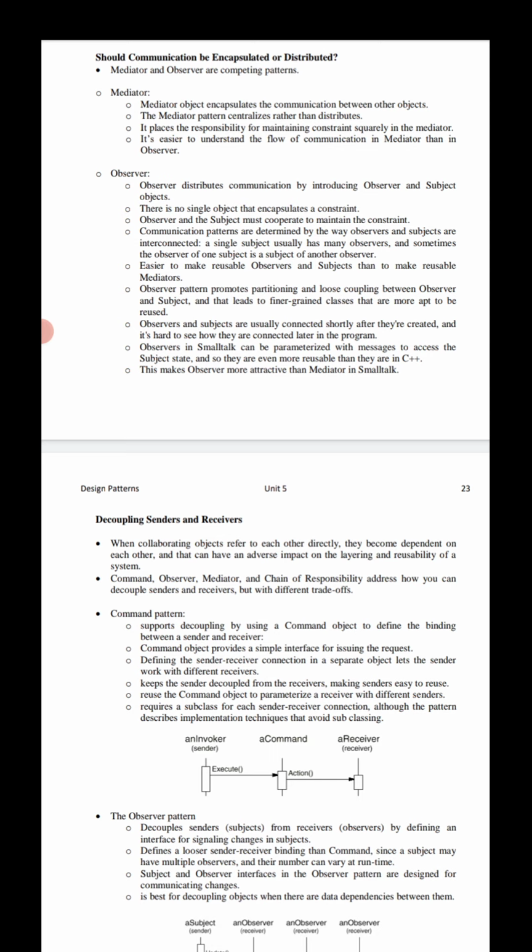So mainly it leads to finer grained classes that are more apt to be reused. In the sense that we have to modify and reuse the observers and subjects again and again, this leads to finer grained classes that are apt for reuse. On the other hand, it is easier to understand the flow of communication in a mediator than in an observer. The observers and subjects are usually connected after they are created, so it is very hard to see how they are connected later in the program.